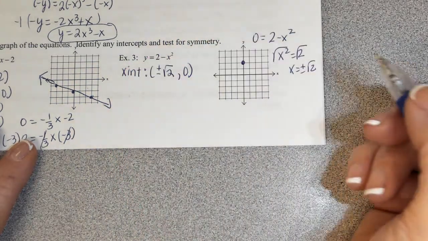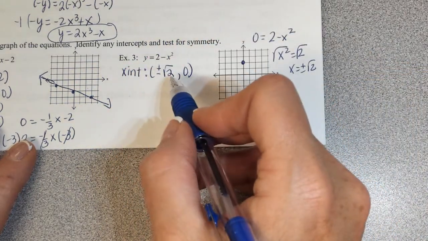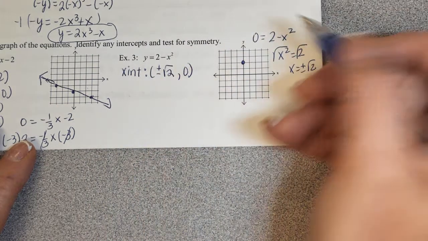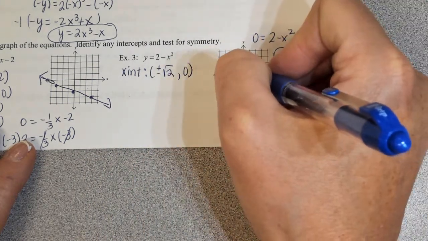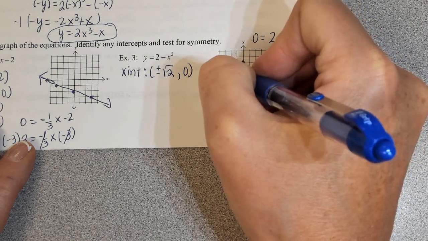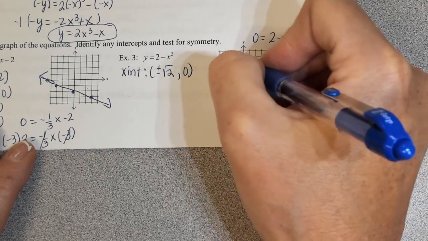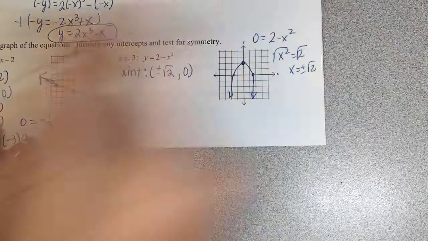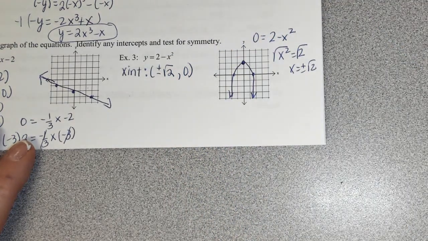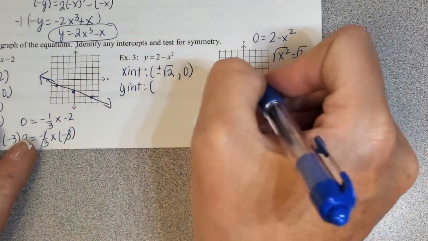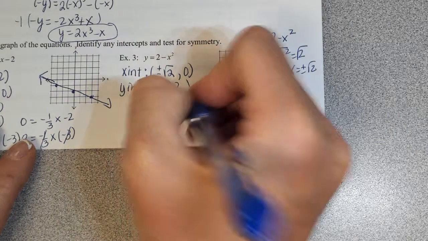So I have 2 x-intercepts. Radical 2 is about how much? 1.4. So I'm going to go out 1.4 this way and 1.4 this way. Looks like that. So there's the way it has to look. I can see my y-intercept. Our y-intercept has to be at (0, 2).